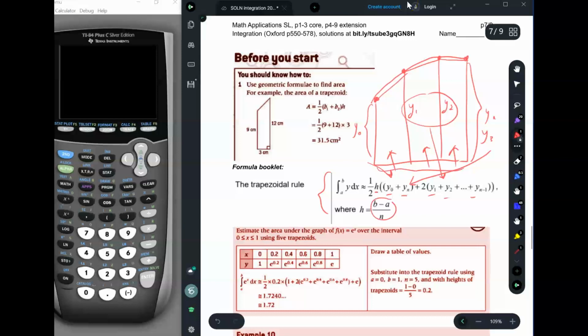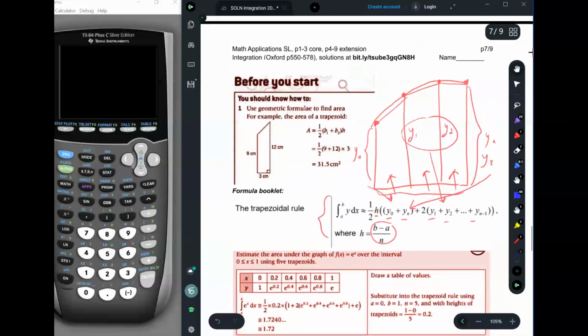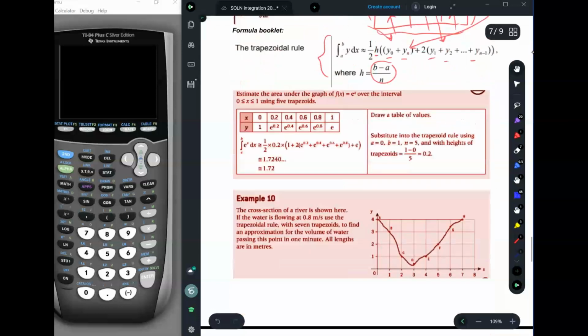Okay? Now if you look at this formula, if it's more confusing to you than the process of cutting it up into 3 trapezoids and adding the areas together, then don't use this formula. Just cut it up into however many bars they tell you to cut it up into, and then calculate the area of each trapezoid and add them up. That is basically what you're doing. But if you understand the formula, you can use the formula if you want to. Okay, so that's all I'm going to say about page 7.